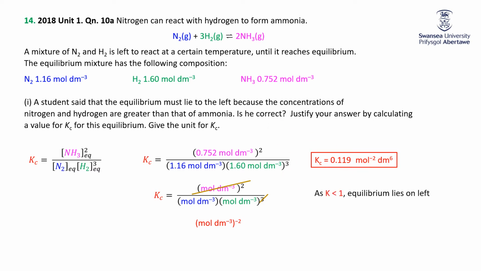Was the student correct? Yes, the student lucked in as K is less than 1. The equilibrium lies on the left, and so he lucked into it, even though you cannot just look at the values unless they're crazy big or small, you cannot look at the values and say immediately what K is. You do need to calculate it.